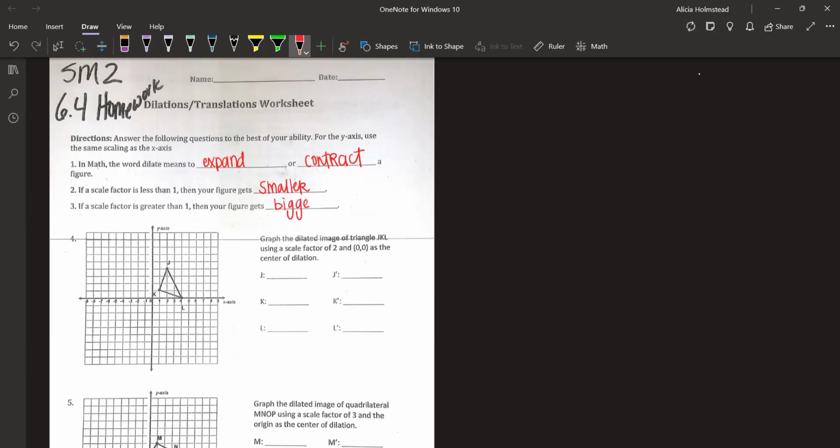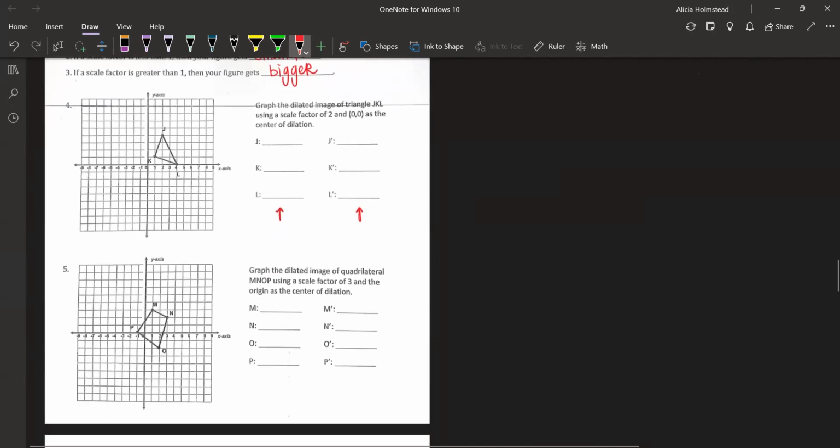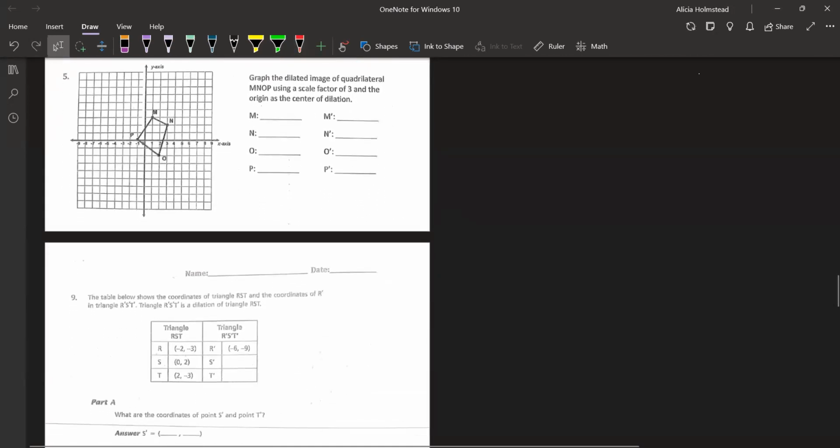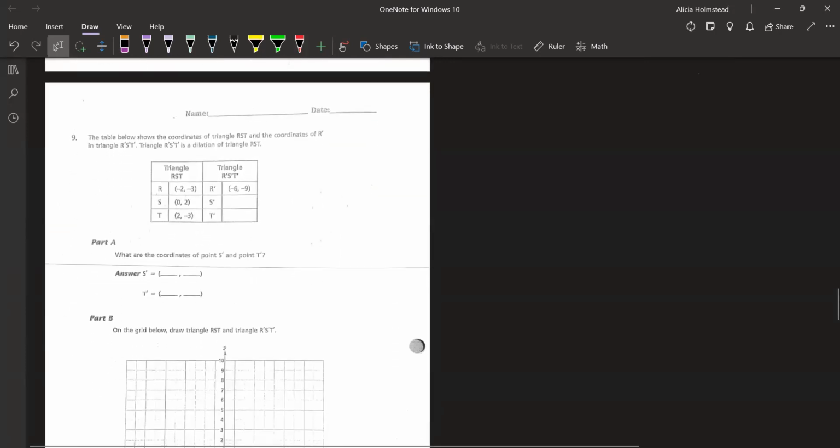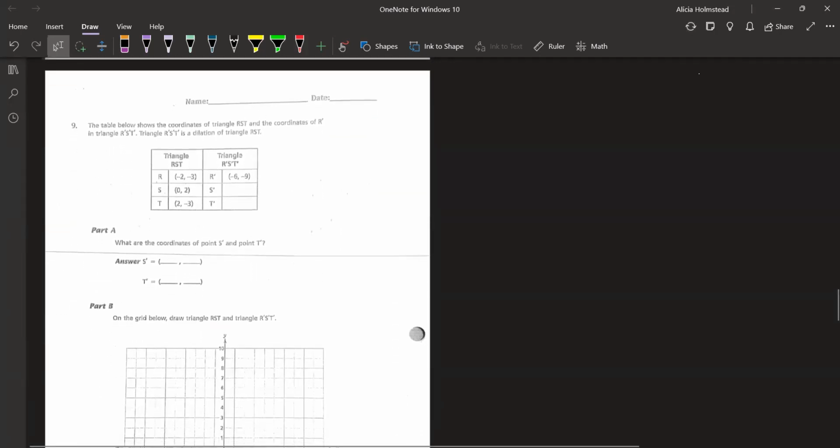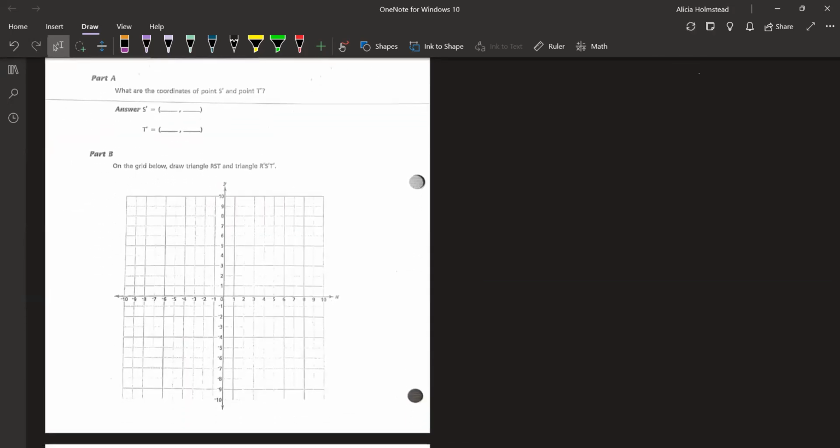Good. Okay. So for question number 4, it gives you an image. It wants you here to record the points where J, K, and L are located, and then to use the scale factor to find where J prime, K prime, and L prime are located, and then draw them on the graph. Same applies for number 5. For number 9, similar, you're going to be dealing with dilations. It gives you the points for the original image, wants you to find the dilated image, and then graph it.